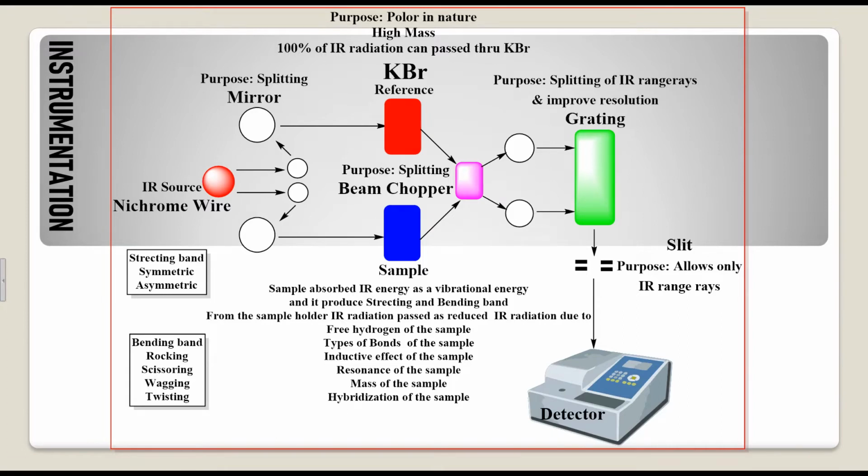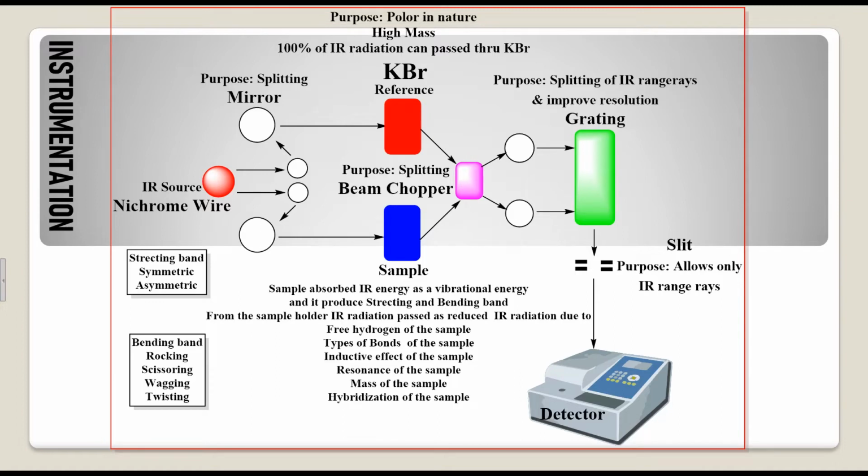When absorption takes place, there will be a vibration. That vibration is again of two types: stretching and bending. If it is stretching, then there are two types: symmetric stretching and asymmetric stretching. If it is bending, there are four different types of bending: rocking, scissoring, wagging, and twisting.